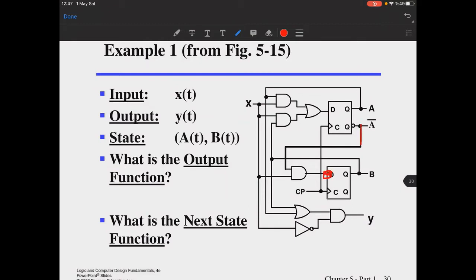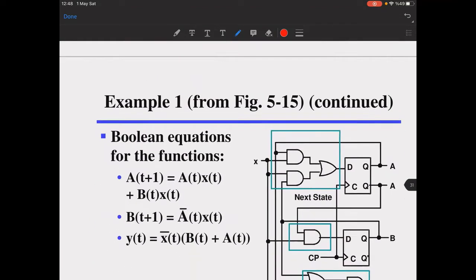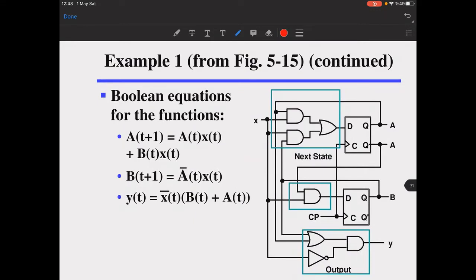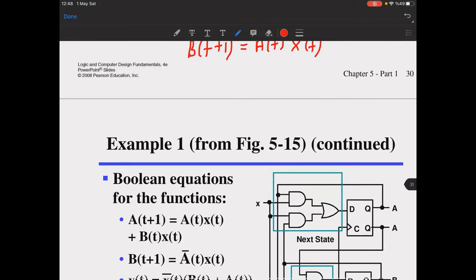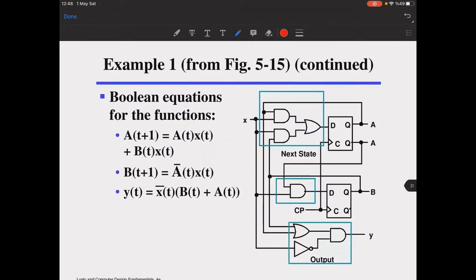You do the same thing for the B input, B state as well, and you focus on here. It's A(t) not, and this one, your x(t) here, will be your B(t+1), the next state function of B. That's it. So that's how you build it. I hope all of them are correct.